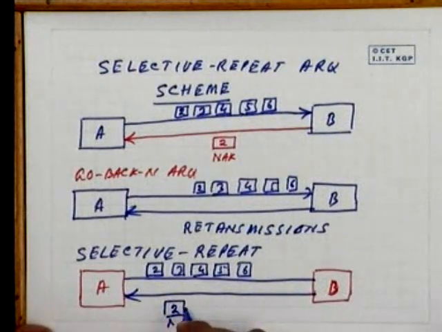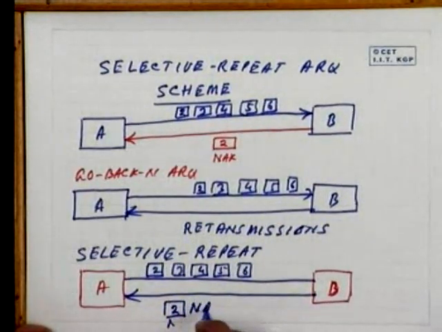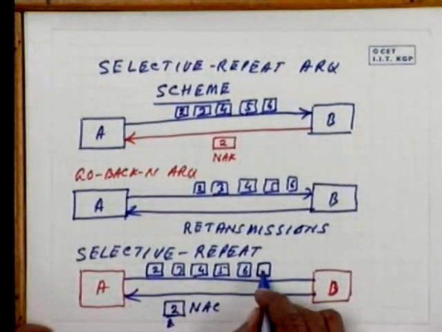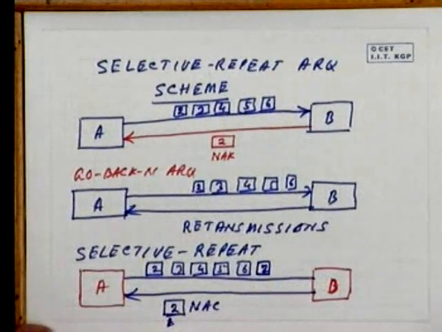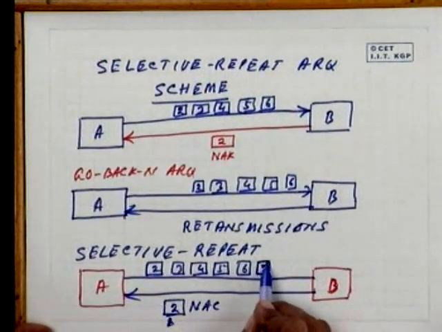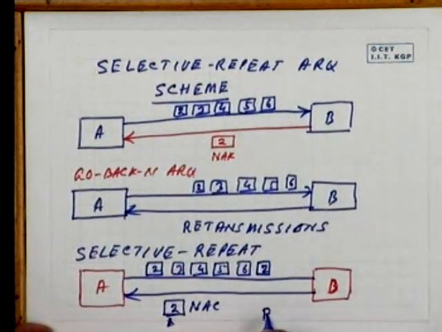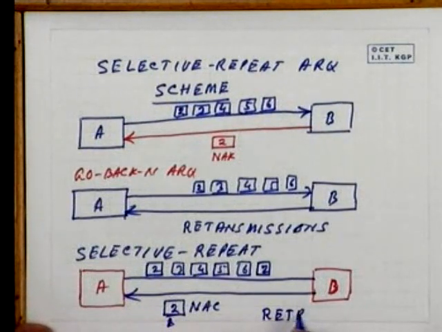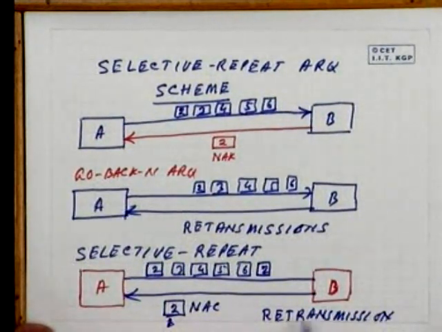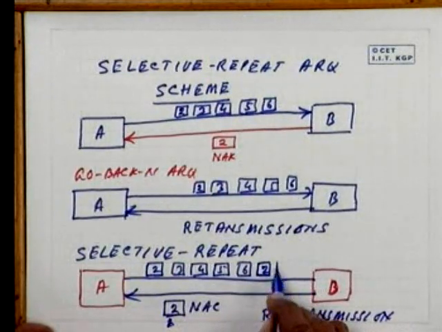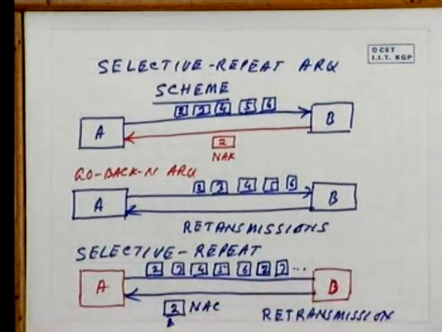NAK 2 is received. This is your negative acknowledgement. That means 2 is in error. So only frame number 2 is sent after 6. So we find that only that particular frame which is in error is retransmitted. So retransmission is only 2, then it sends frame number 7 and so on.